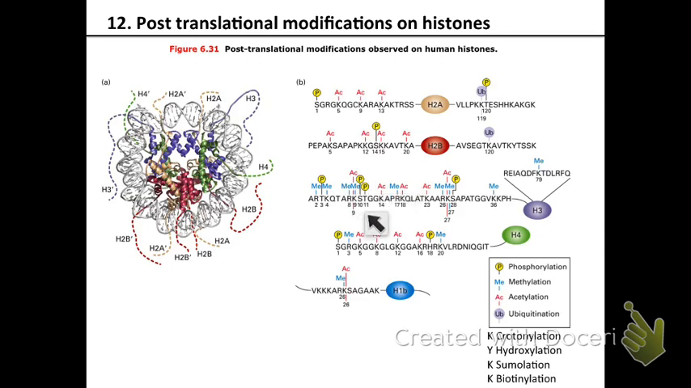So all of these different modifications, we call them histone modifications, can be added to the tails of the histones that are in the nucleosomes. And these are the types of modifications that are seen very commonly: phosphorylation, methylation, acetylation, and ubiquitination. And less commonly, people have found using mass spectrometry that the histones can be crotonylated, hydroxylated, sumoylated, and biotinylated. Okay, so you can add different chemicals to the amino acids in the tails. Any questions about this?